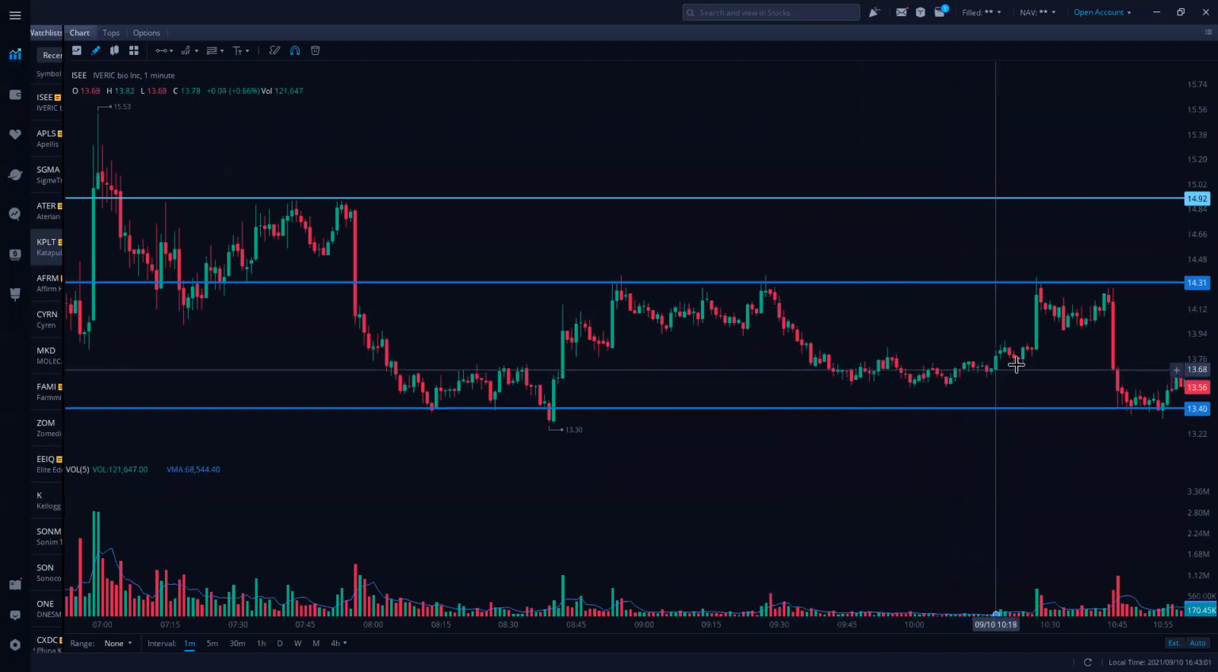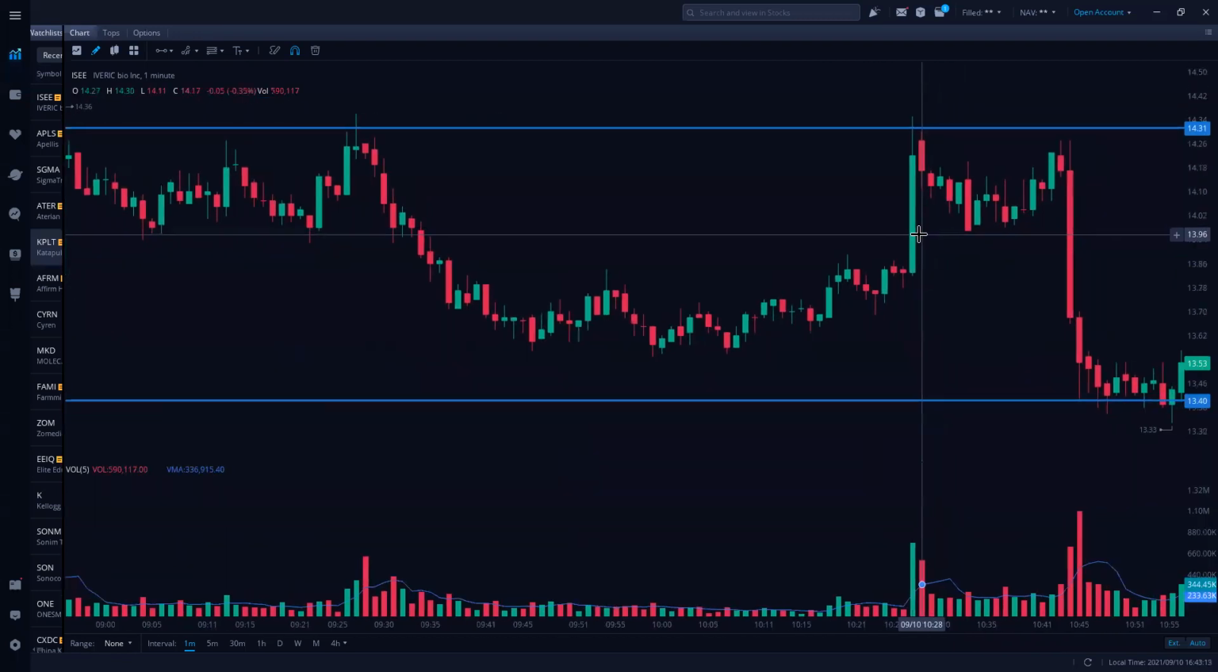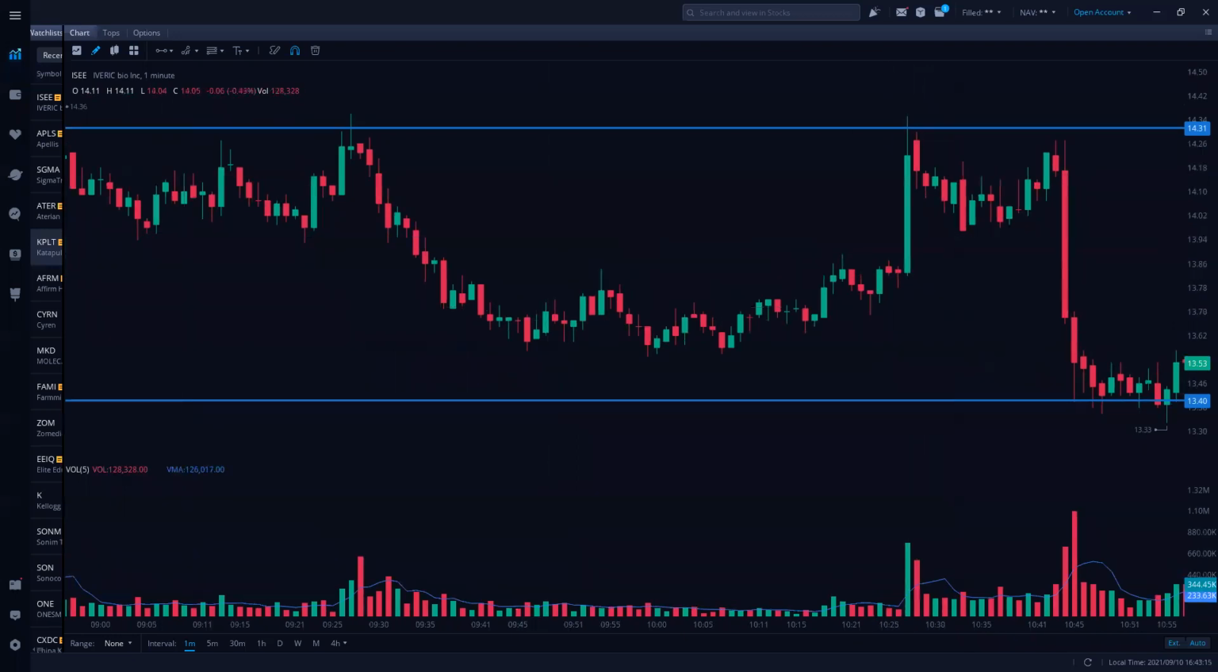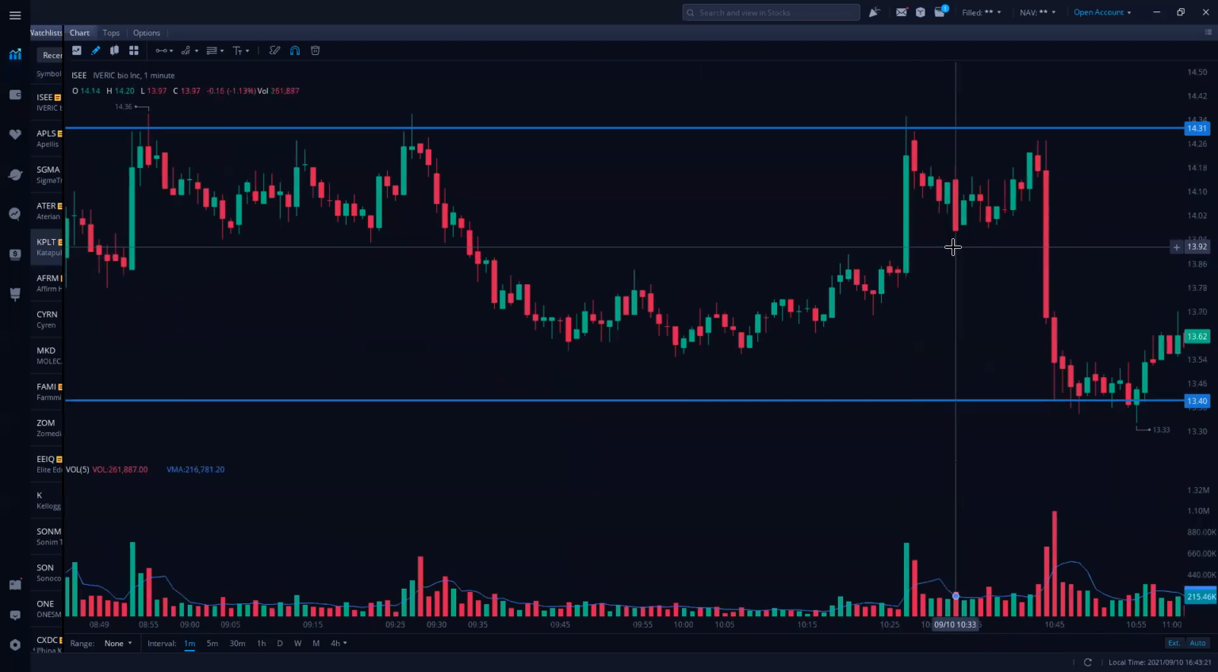Just consolidated a bit. Tried to break it again, couldn't break it. Tried again, couldn't break it. You see where it tried to fake out over that right there? So that's what I mean by a clean breakout. That was just an upper wick that didn't have a candle close above. So that wouldn't be a play if you were playing the resistance break, because there wasn't a candle close above. That's what you want to focus on.